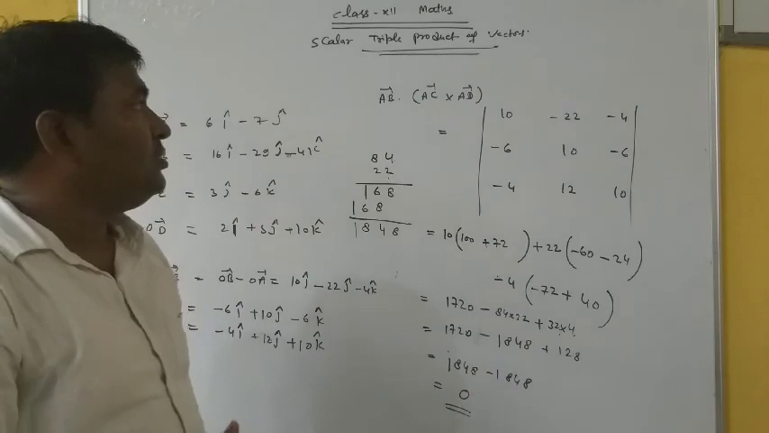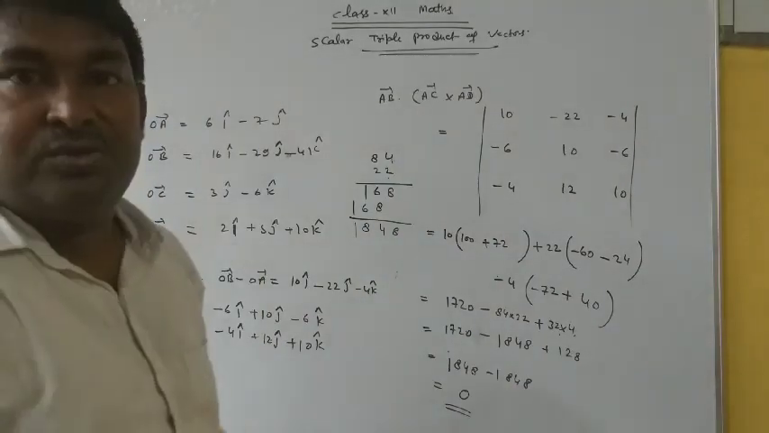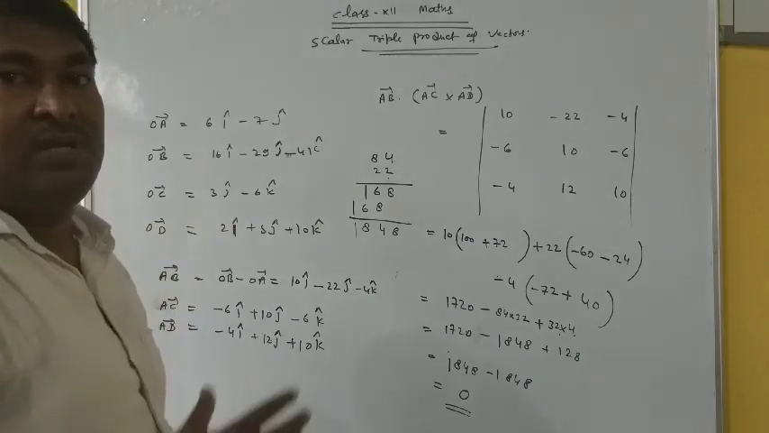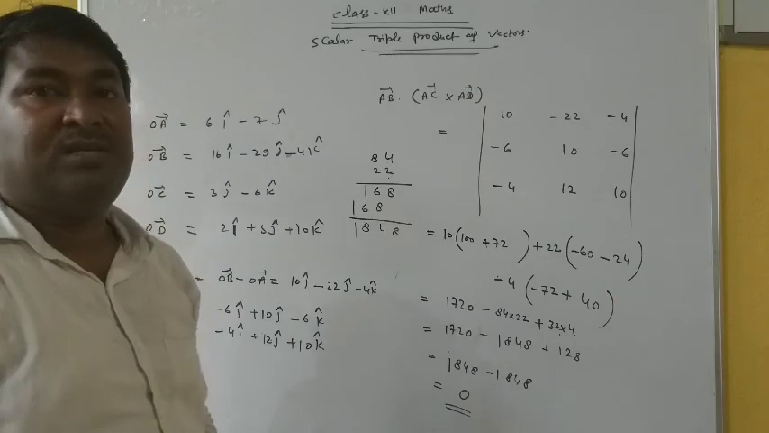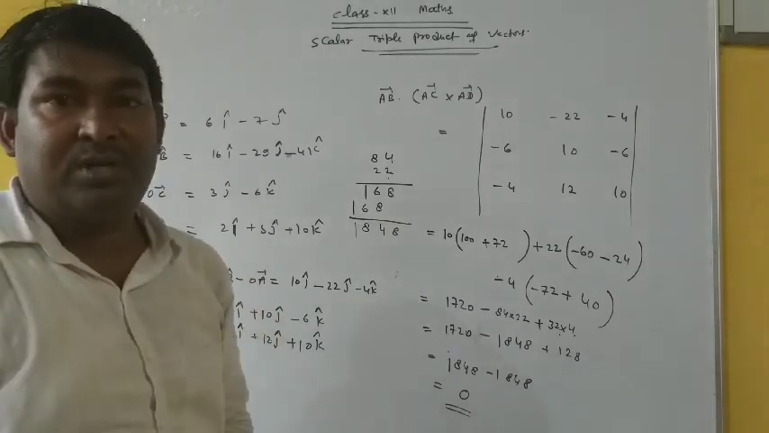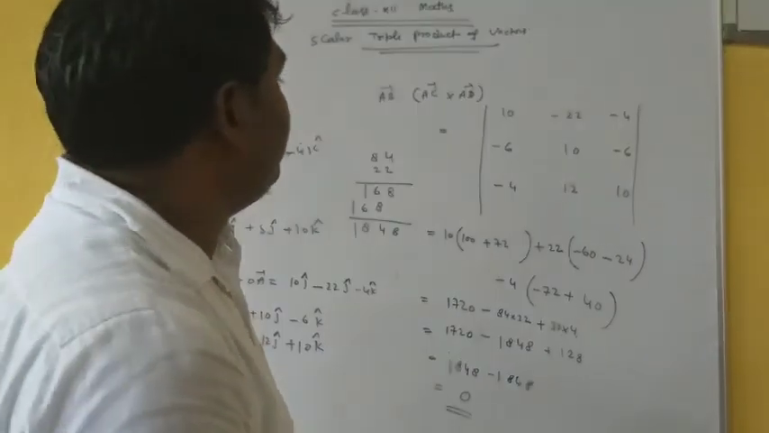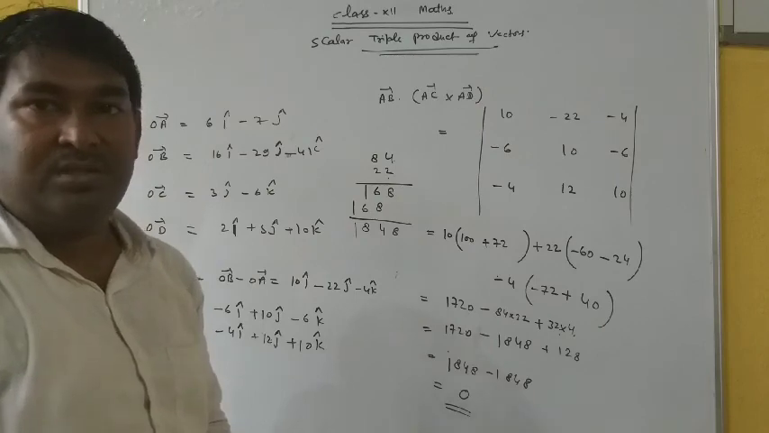So thank you so much. In this way we have completed our vector chapter continued from the first book: dot product of 2 vectors, cross product of 2 vectors, and scalar product of 3 vectors, meaning scalar triple products. In the next lecture I will explain 3-dimensional geometry, direction cosines and direction ratios.